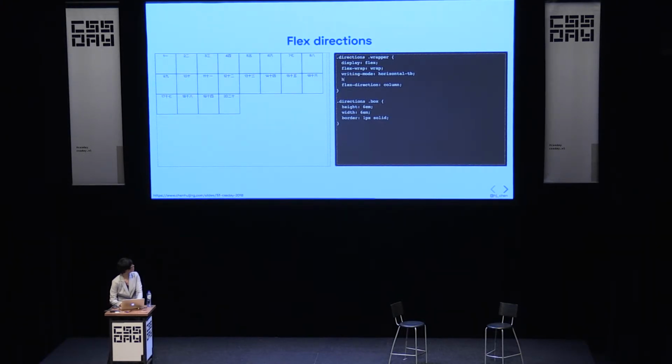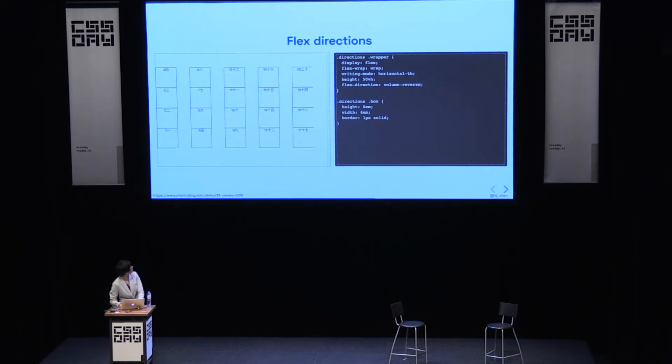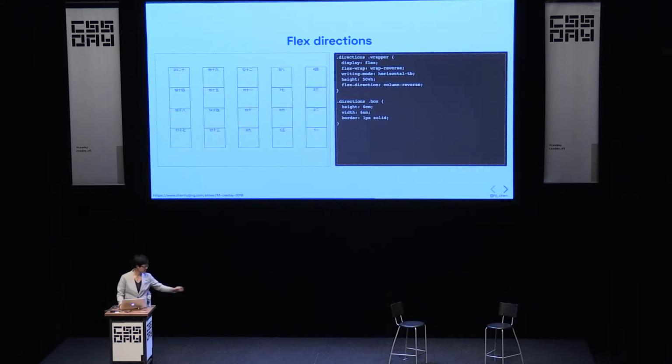Let's have an arbitrary value of 50 VH. Yeah, something like that. And of course, you can reverse. So if you don't want it to go up, down, you can reverse it, and it becomes from down to up. And this is something you don't really see very often on the web. You don't see things starting from the bottom of the page, but I mean, possibilities. And now if we do a wrap reverse, now 1 starts from the other side.